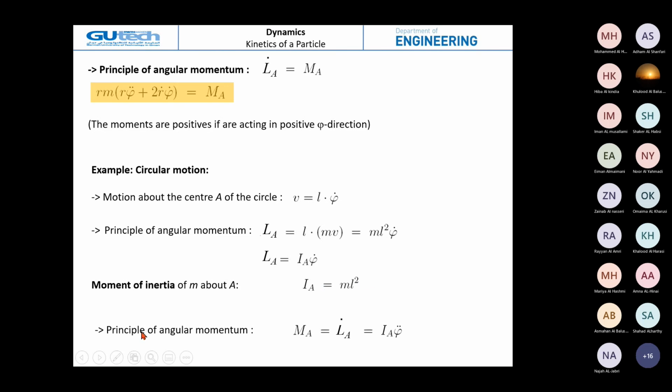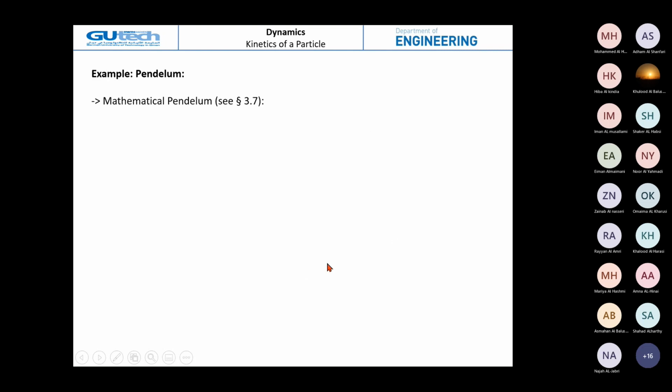Then the principle of angular momentum can be described for the moment M_A as being equal to the moment of inertia about the point A multiplied by the angular acceleration, which is phi double dot. This is valid only for circular motion.